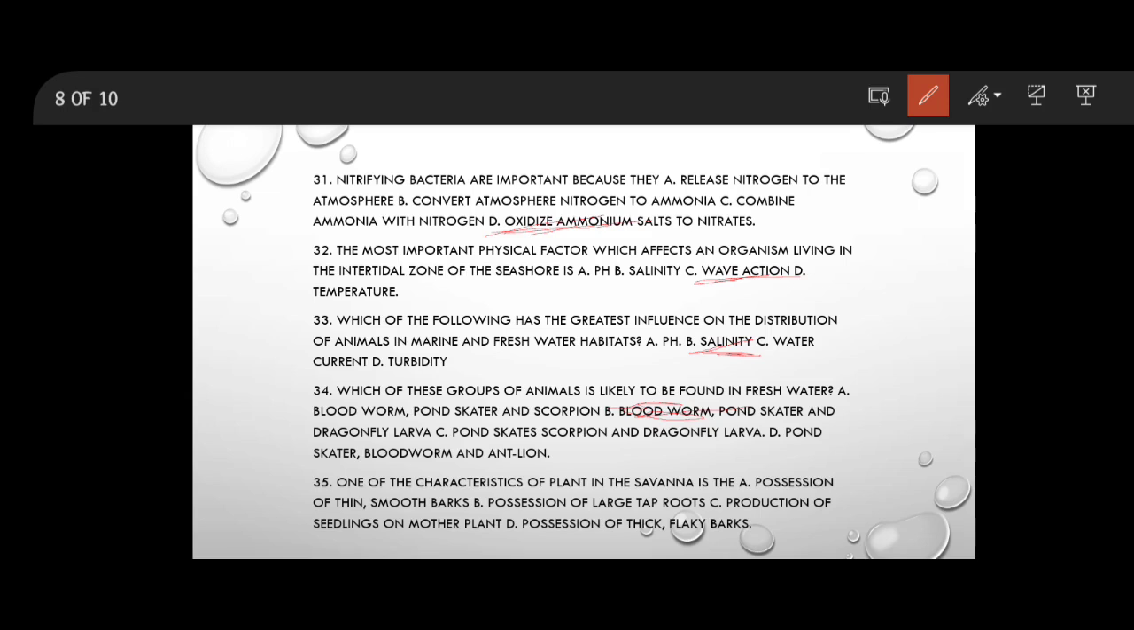It is not the most defining characteristics of savannas, so we are not going for that. Production of seed on mother plant. That deals with pollination, so it is out of the game. Possession of thick flaky bark. That is a distinct characteristic of savanna plant, because it protects them against fire outbreaks, which is a very common phenomenon in the savanna. So our answer will be the possession of thick flaky bark.